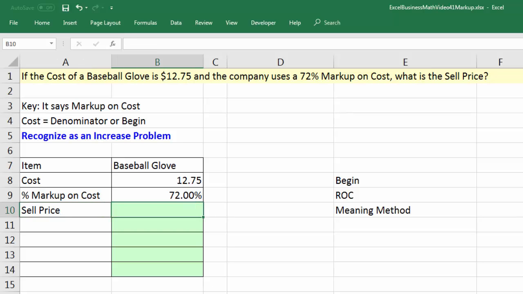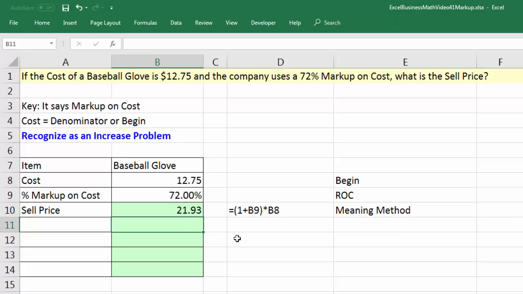So for the sell price, if we remember the percentage markup on cost, the meaning of that is those are the 72 extra pennies for every $1 of 12.75. Then we can go straight to our formula. Equals in parentheses, there's the $1 plus 72 pennies for every $1. And we're going to multiply that times our cost. And that will be our sell price, $21.93.